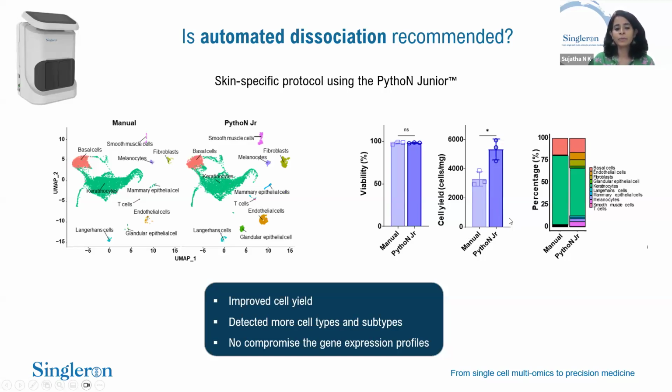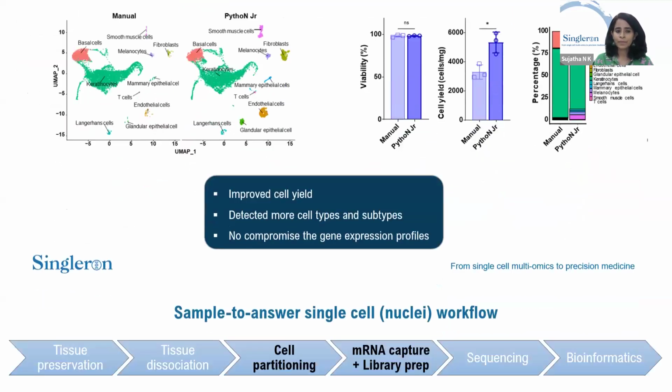And what that means is when you get more cells, you actually get more cell types and subtypes, especially the rare ones that you may be missing when you were doing manual. And all of this is with no compromise to gene expression profiles. So it is recommended that you adopt an automated dissociation method.